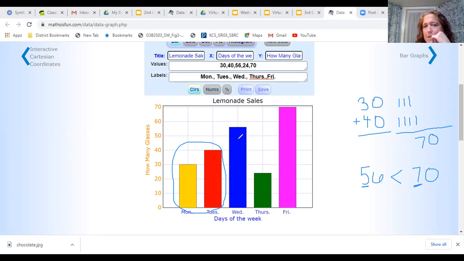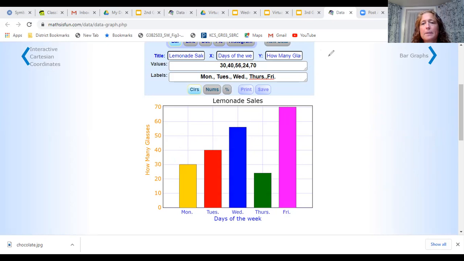Now remember, when the bar goes up into the middle between two numbers, you need to figure out that it's a little higher than directly between, and right in between would be 55. So if I go over here, it hits right about here. So that must be about 56 glasses of lemonade. All right, so let me clear this and I will go back to my chart.